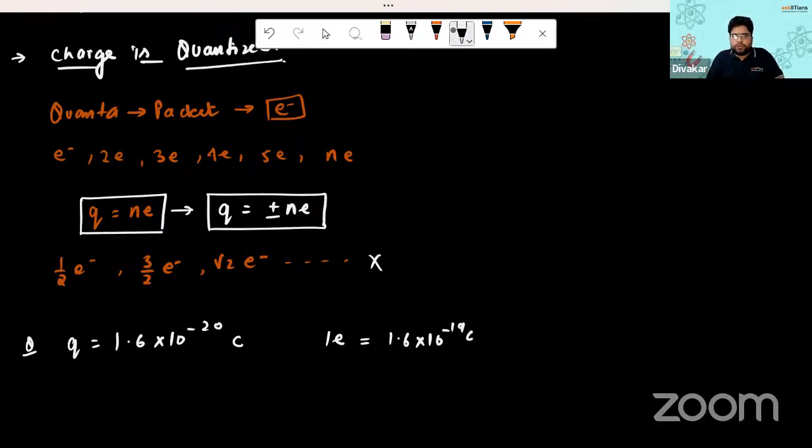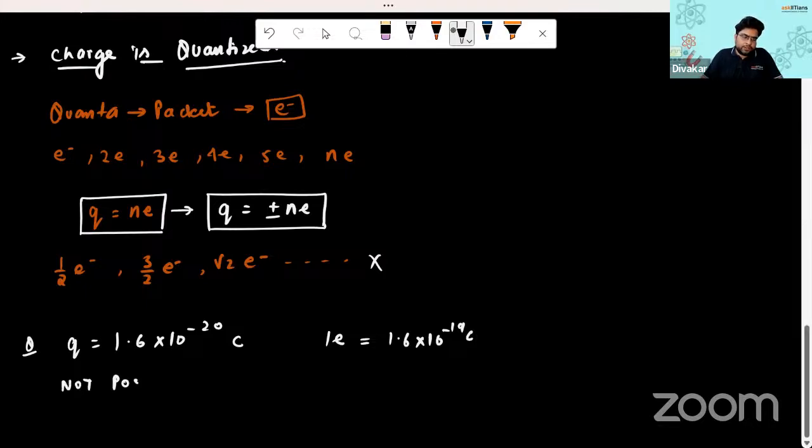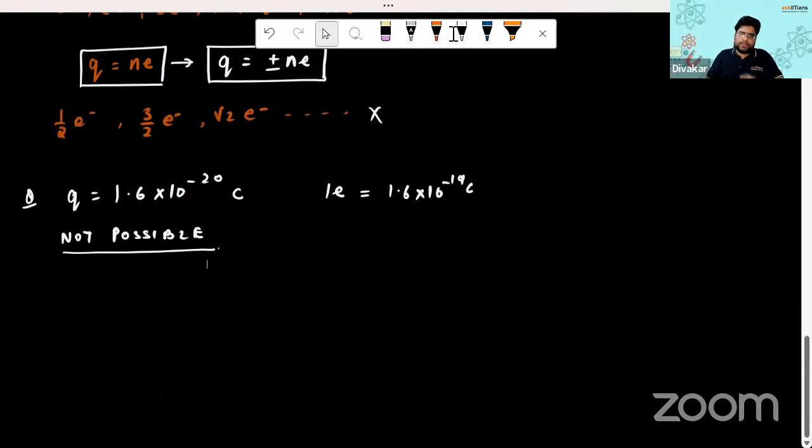And you cannot go below the charge on an electron, because you cannot open it up. The minimum you can get is 1.6 into 10 raised to the power minus 19. You have 10 raised to the power minus 20 here. So my friend is telling a lie, and this is not possible. I hope you also guessed it right. Next question. Let's go to the next question now.